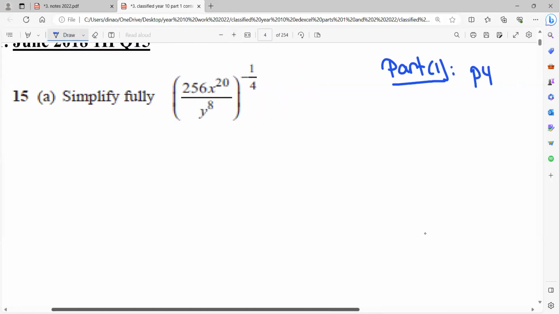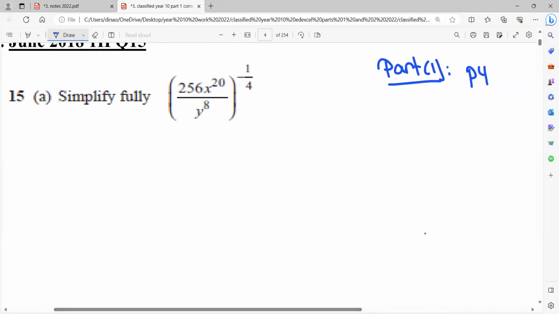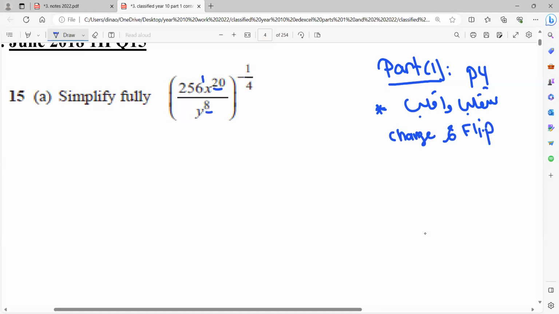Okay, let's just make sure that it's clear. Simplify fully 256x to the power of 20 to the power of negative 4 over y to the power of 8. So we are going to use the شقلب وقلب shortcut. شقلب means flip the fraction. اقلب means change the sign outside from negative into positive. And just to be very, very clear in all the information I say, we use this shortcut when all the powers inside have the same sign.